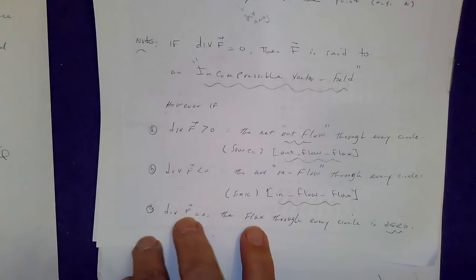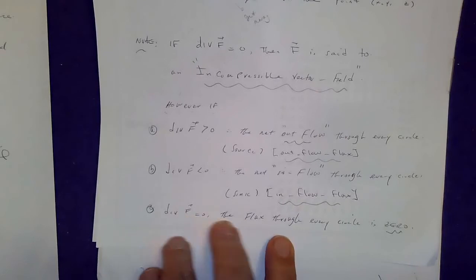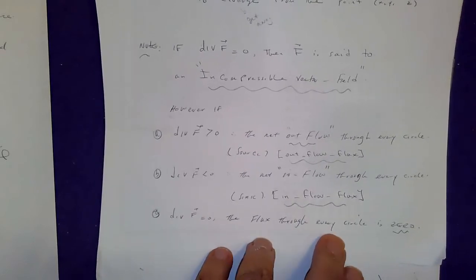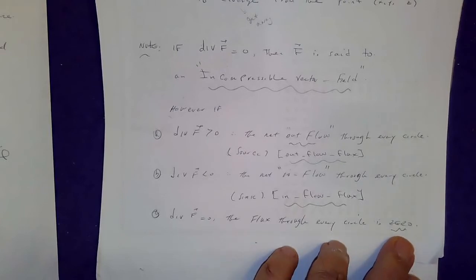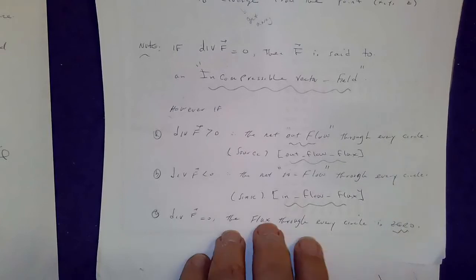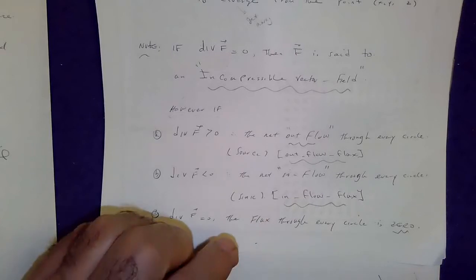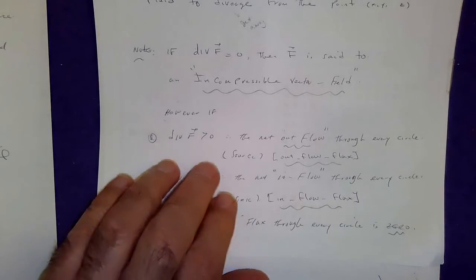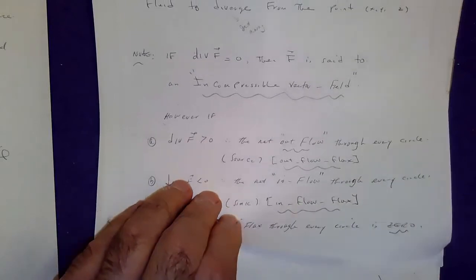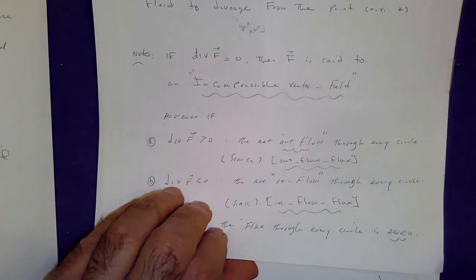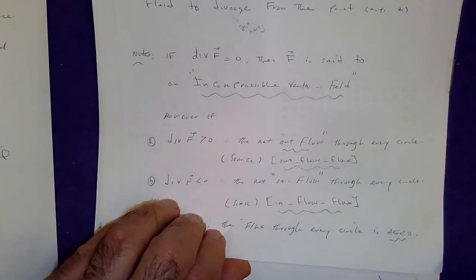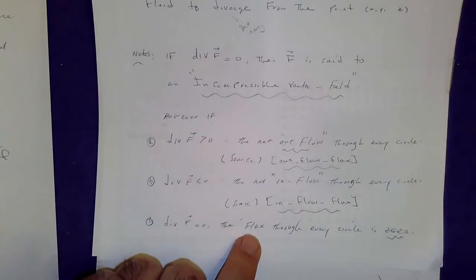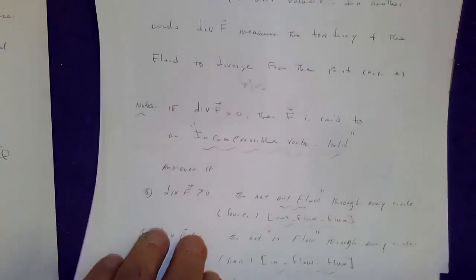If the divergence of a vector field is 0, the number, there is no flux. So the flux through every circle is 0. Remember what flux is? Amount of mass per unit volume. That would be like the volume of the fluid per unit time which crosses a surface or a curve. Remember, we talked about flux in previous chapters.